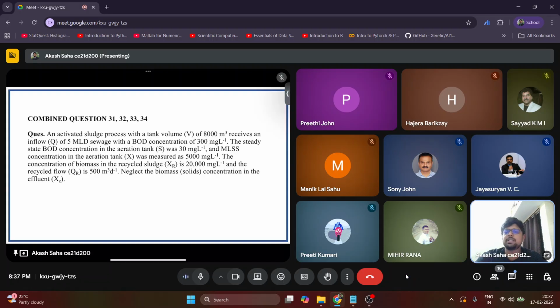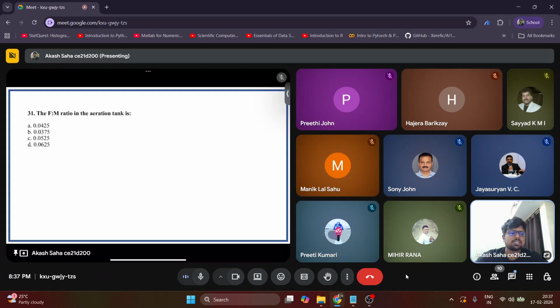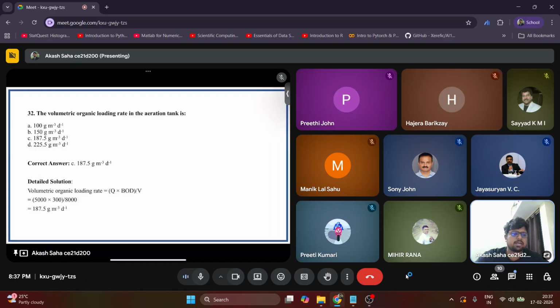First will be the F by M ratio. What is the F by M ratio? F by M ratio is nothing but Q into S naught divided by V into X. So that will give you the F by M ratio. Similarly, the volumetric organic load, here the X will not be there. So QS naught by V will give you the volumetric organic loading rate. How much organics are coming into the system with respect to the time per volume.